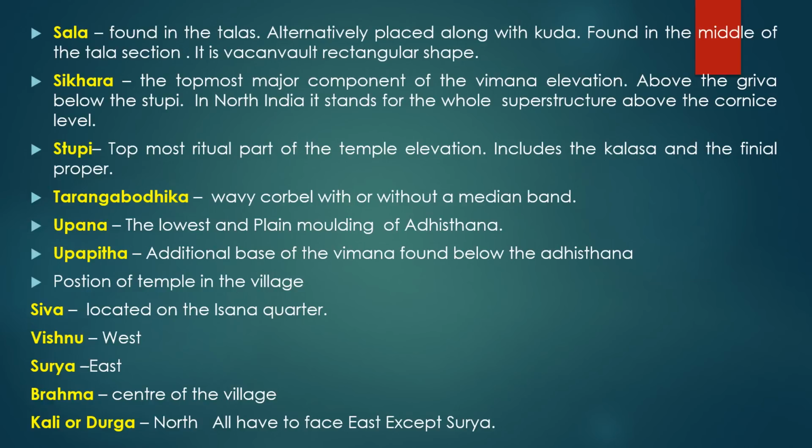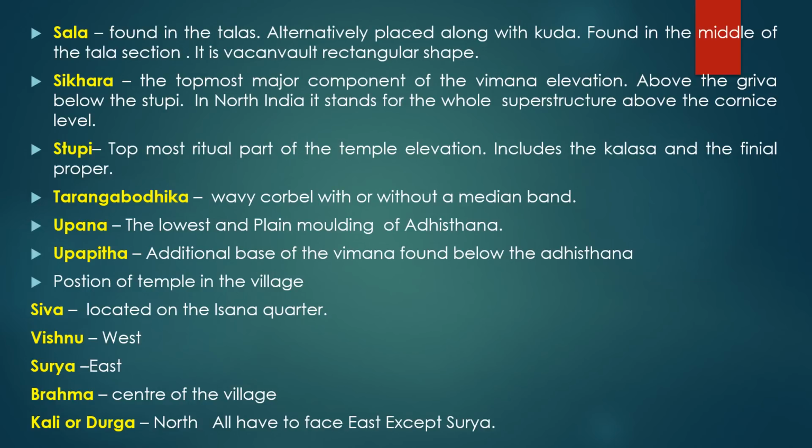Upana: the lowest and plain molding of the Adhisthana is known as Upana. Upapitha: an additional base of the Vimana found below the Adhisthana. In order to raise the height of the Vimana, they accommodate this Upapitha. We come across it in the Pragadeeshwara temple as well as Gangaikonda Cholapuram, where we have this kind of Upapitha below the Adhisthana portion.